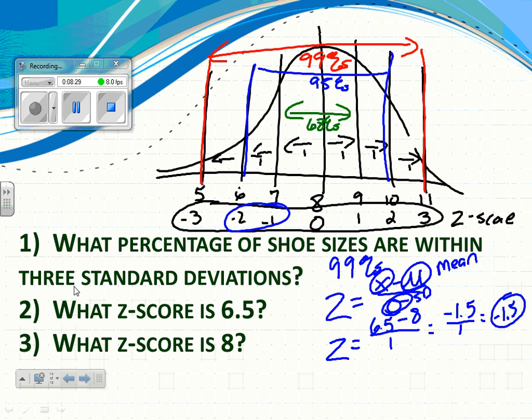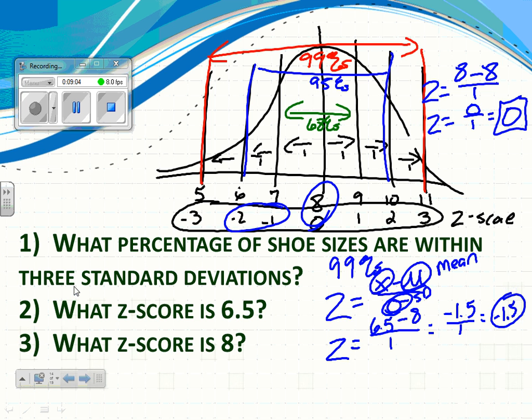How about what's the z-score if the value is 8? 0. You are on the mean when you are at 0. Could we put it into the formula? Yes, you could. Z equals, what's our specific data value that we're talking about? 8 minus the mean, which is 8, divided by the standard deviation, which is 1. What is 8 minus 8? 0. 0 divided by 1 is 0. So it gives it to you either way.